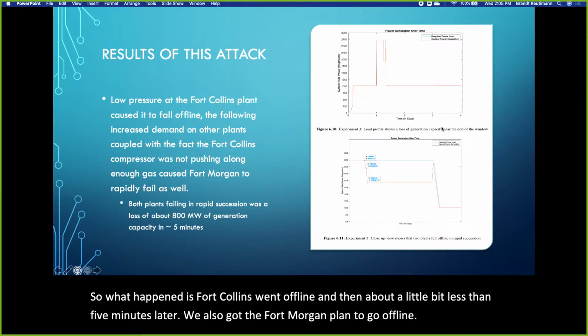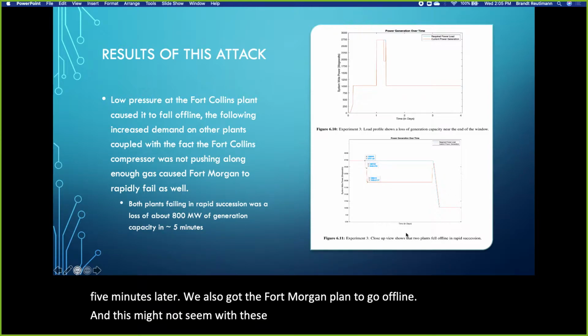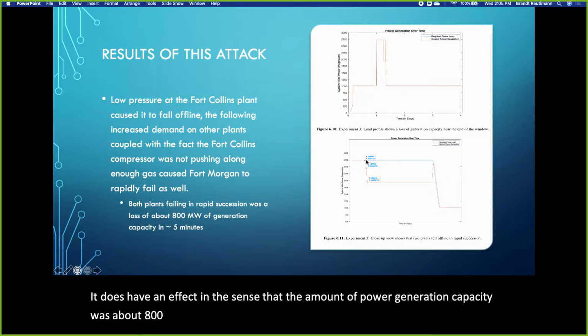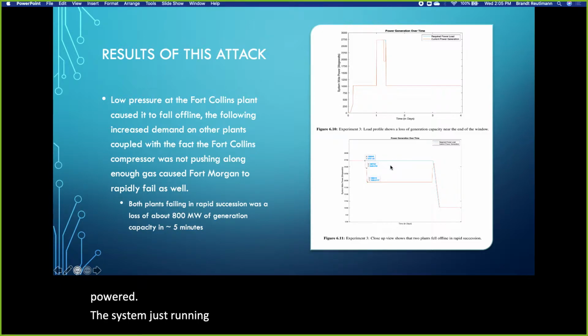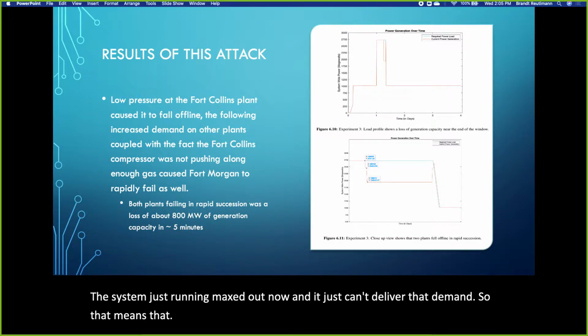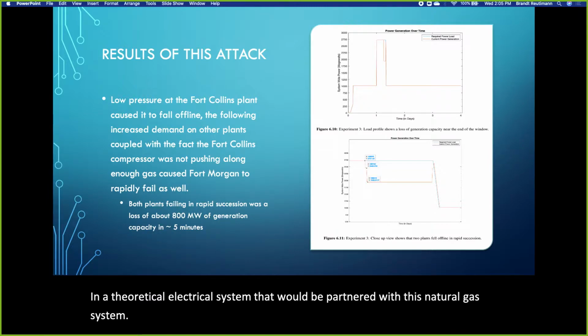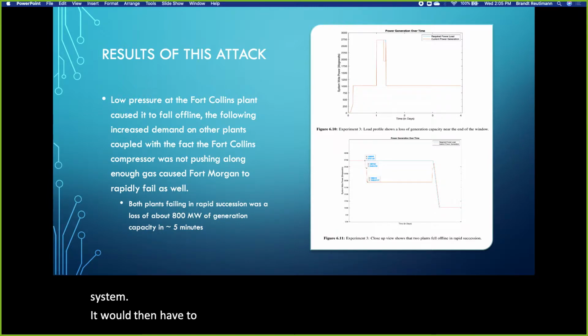And with these charts it might seem innocuous, but it does have an effect in the sense that the amount of loss of power generation capacity was about 800 megawatts over the course of about 5 minutes. The system's just running maxed out now, and it just can't deliver that demand. So that means that in a theoretical electrical system partnered with this natural gas system, it would then have to lean on the surrounding power grid, or we'd start losing power.